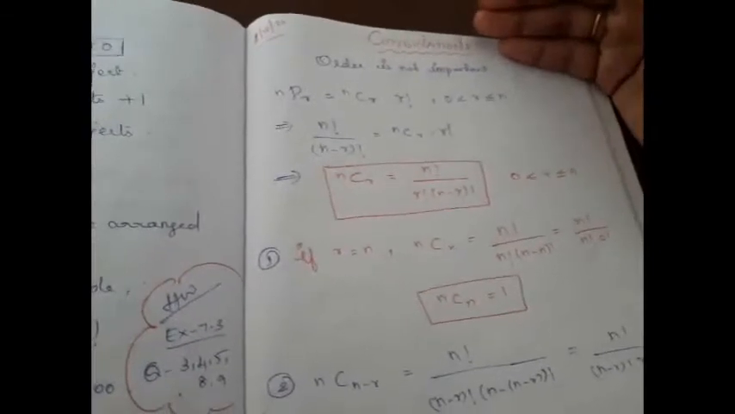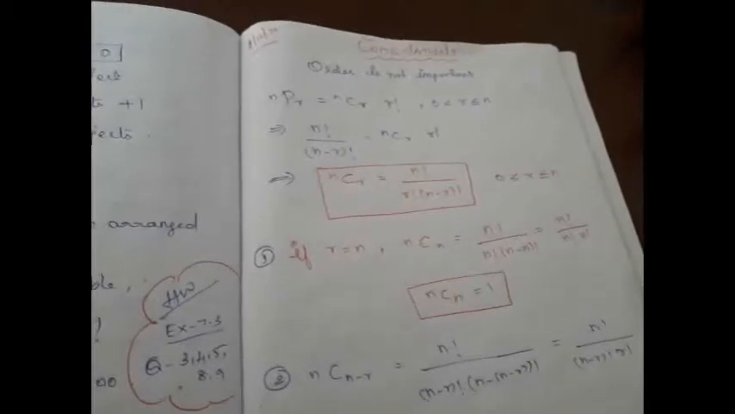So here we are going to learn about combinations. What is meant by combination and what is the difference between permutation and combination? In permutation, the order of the objects which we are choosing plays a vital role. When in combination, the order is not important.